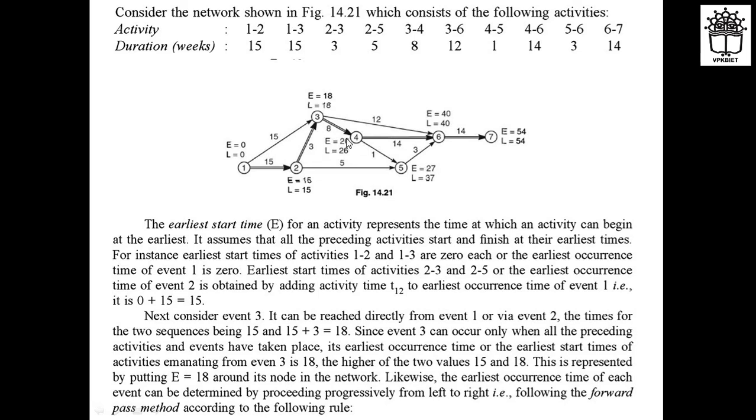How can we calculate the E value? Can anyone tell me for activity number 4, the earliest start time, the E value? Because 4 is coming from 3, and 3 has E value of 18. So 18 plus the duration required for 3 to 4, which is 8. So 18 plus 8 will be 26. So it will be 26 for node 4.